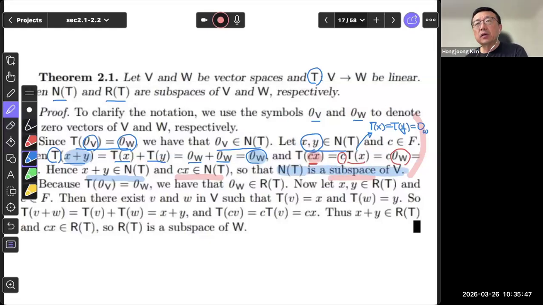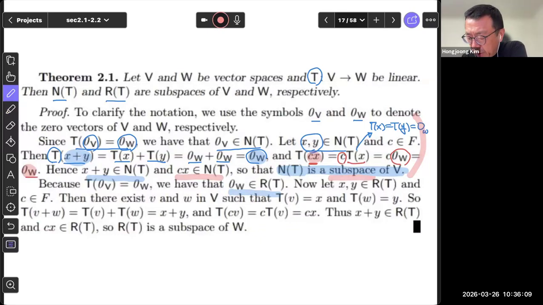Now let us consider the image, the range. As I said, since 0 is mapped to 0, the range already has 0 in it. Now, let us check whether the range is also closed under the addition of arbitrary vectors and scalar multiplication. So let me choose any two arbitrary vectors in the range, x and y. What is the meaning of this? x and y are chosen from the range.